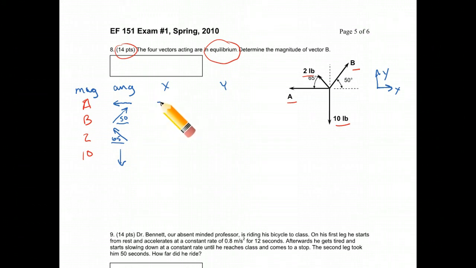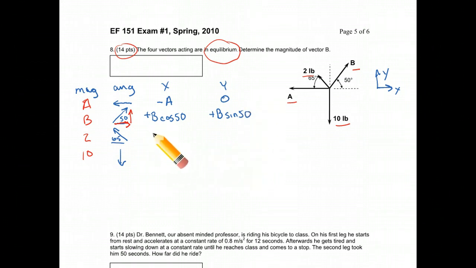Alright, so this is going to be minus A. Magnitude of A in a negative X direction. Y is going to be 0 because it's horizontal. B, unknown B, is positive. The X component is going to the right, and that part, and there's our Y component. So it's going to be positive B cosine 50. Okay, and this is going to be going up, so it's plus B sine 50.